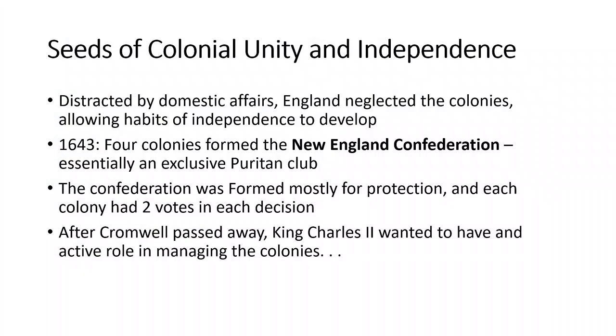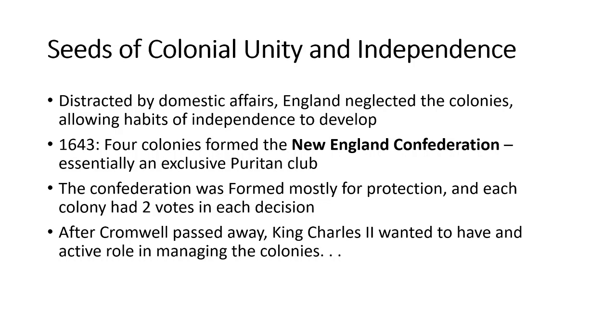And by colonial unity, we mean colonies coming together and independence overall away from the English crown. So because of a civil war happening at home between Catholics and Puritans, England began to neglect the colonies, allowing them to basically do as they saw fit. So in 1643, 4 colonies formed the New England Confederation.